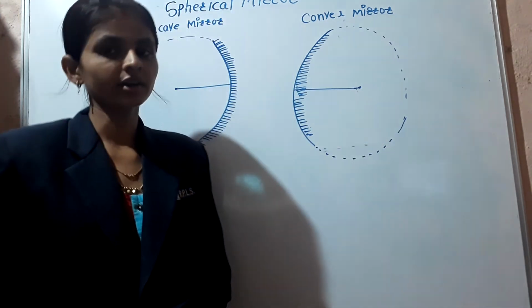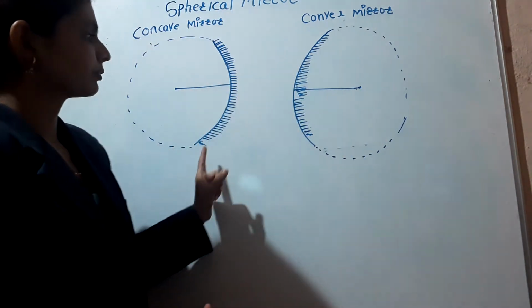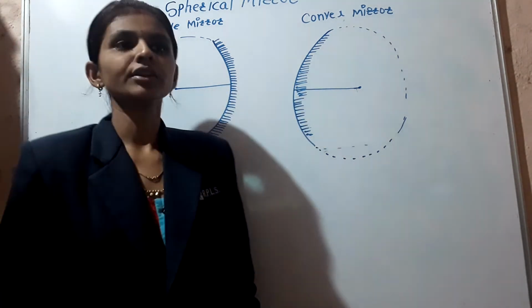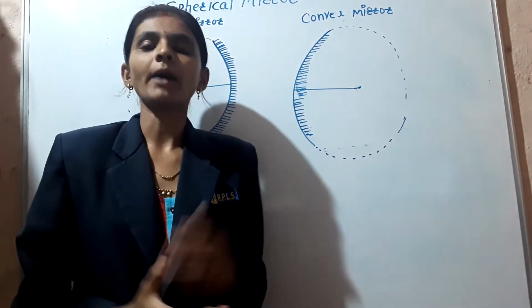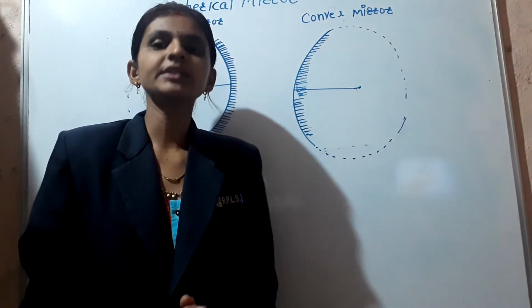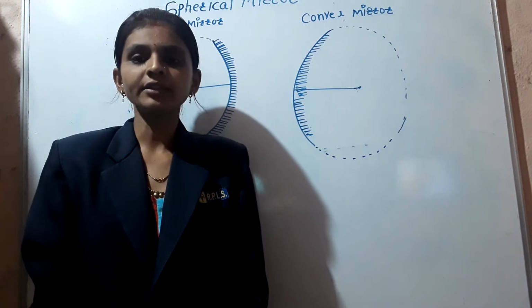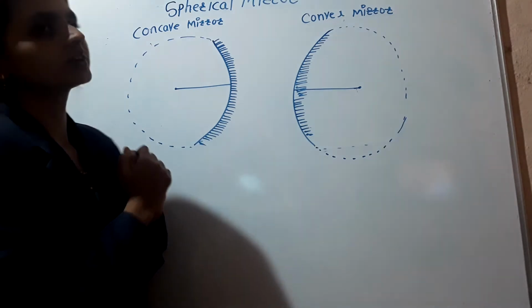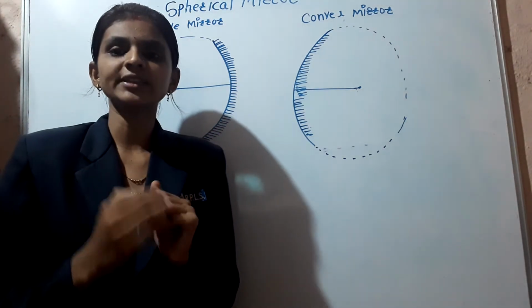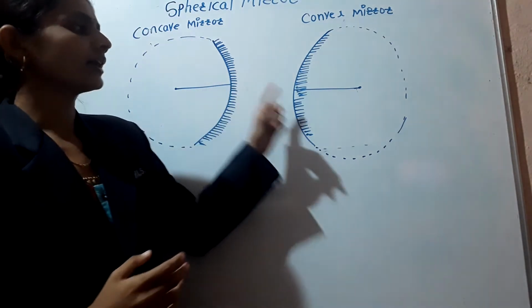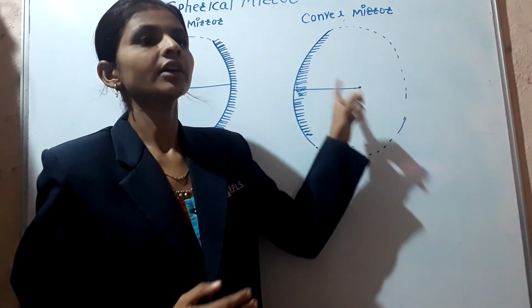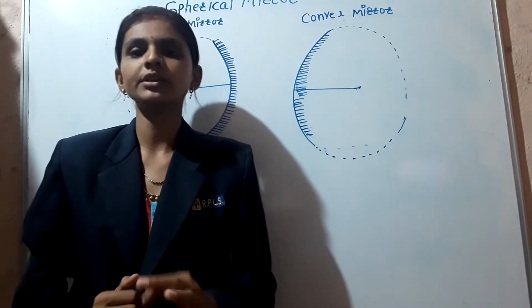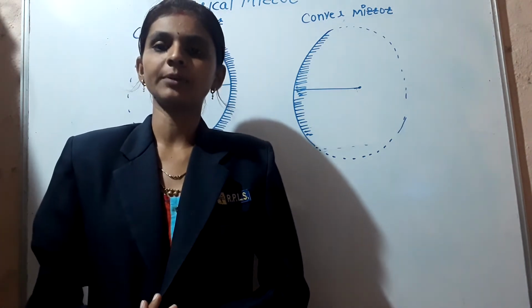In this diagram you can clearly see, in the first diagram the reflecting part is inward, and in the second diagram the reflecting part is outward. By using this criterion, the spherical mirror is classified into two types. When the reflecting surface is inward towards the center, that mirror is known as the concave mirror. And when the reflecting surface is outward with respect to the center, that mirror is known as the convex mirror.